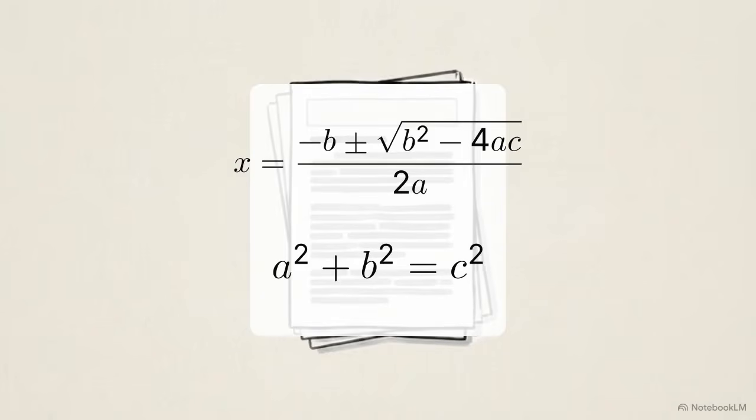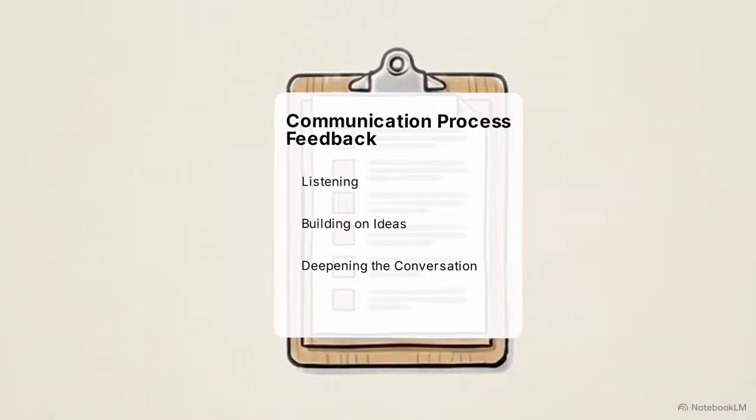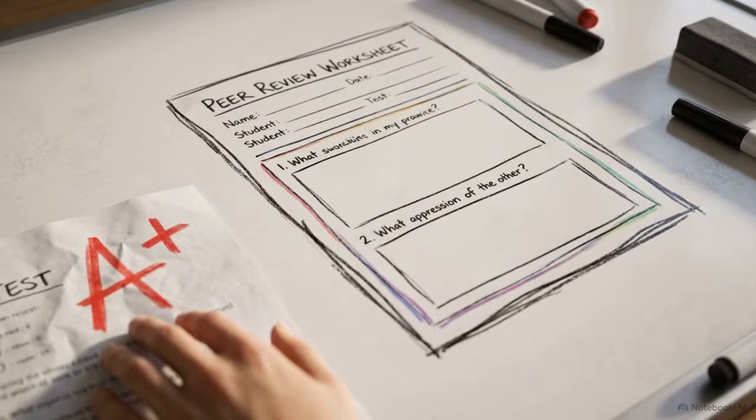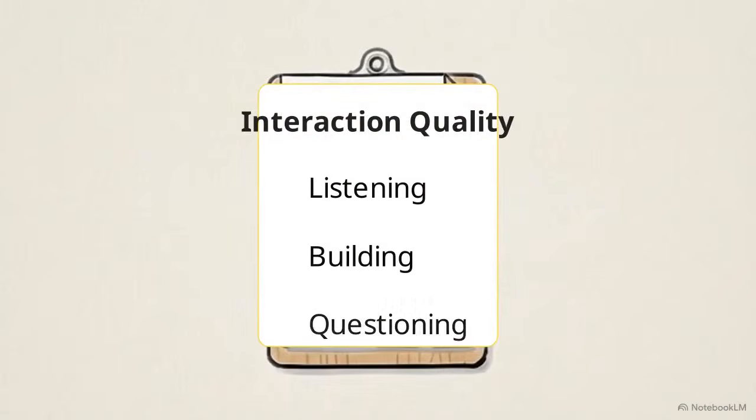When the task concludes, the immediate focus shifts away from the core subject matter. Instead, you analyze the communication process itself. The feedback you provide right now cannot simply address the accuracy of their final conclusions. It must evaluate exactly how they interacted with one another to reach those conclusions.